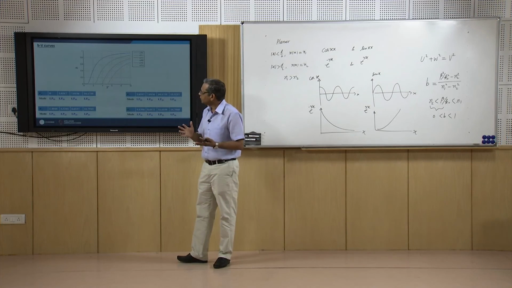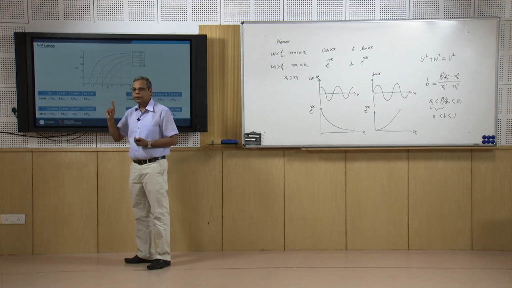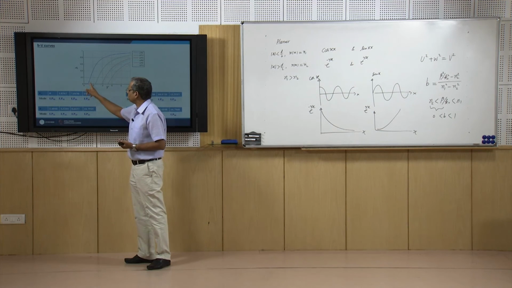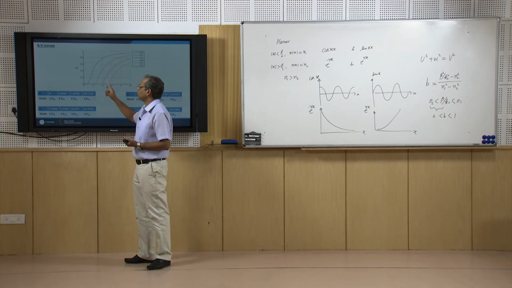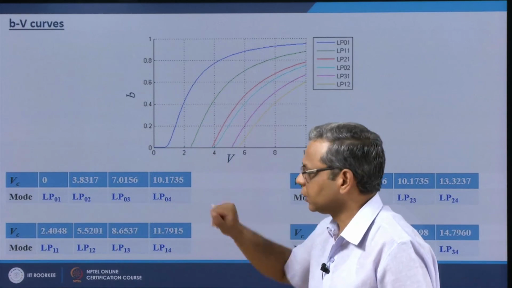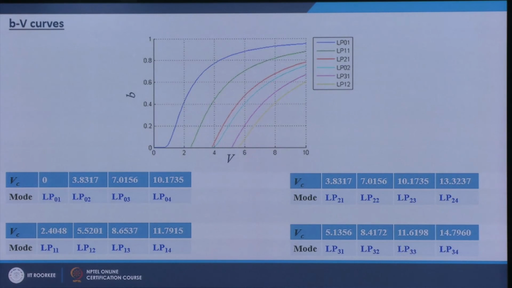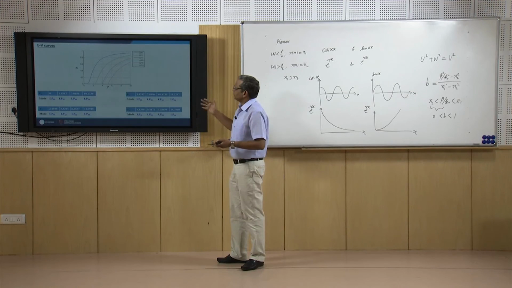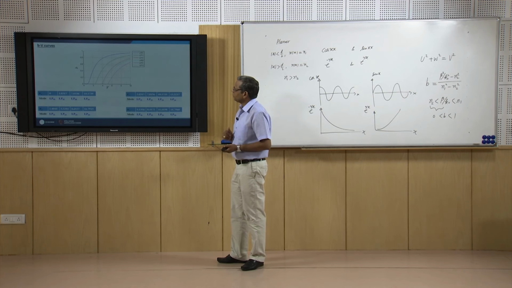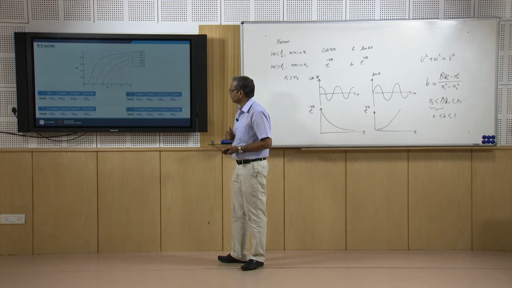So, I can see that a fiber would never guide 3 modes, either there would be 1, 2 or 4, because these two modes share the cutoff. So, these are b versus V curves and the cutoffs of various modes.